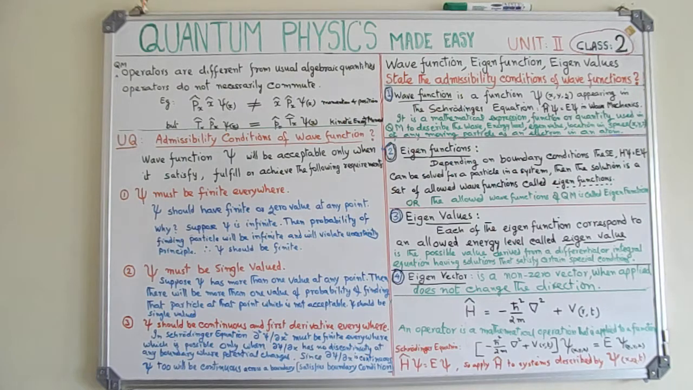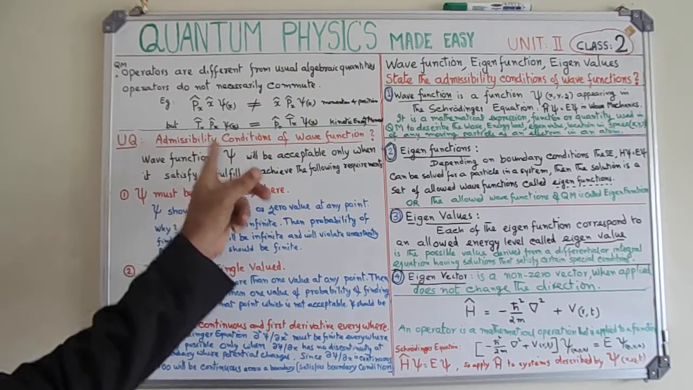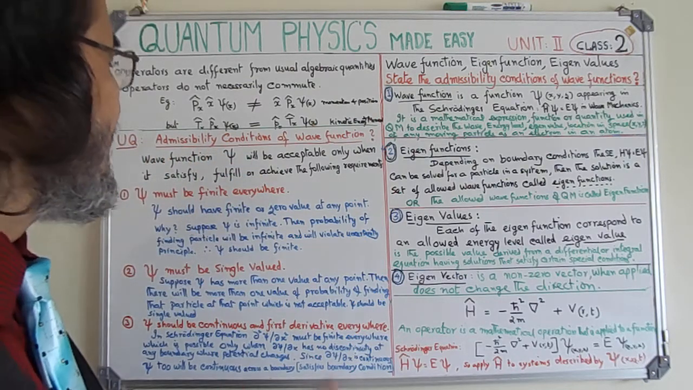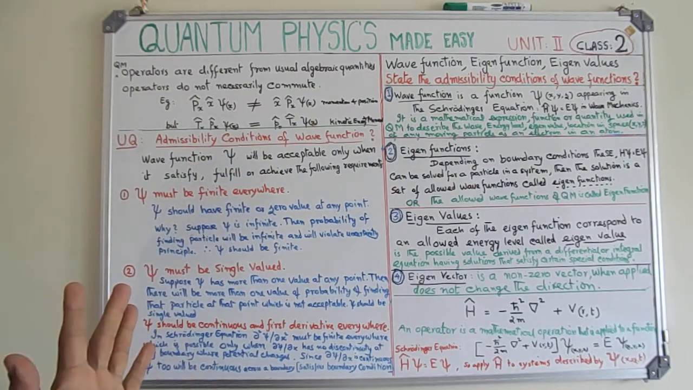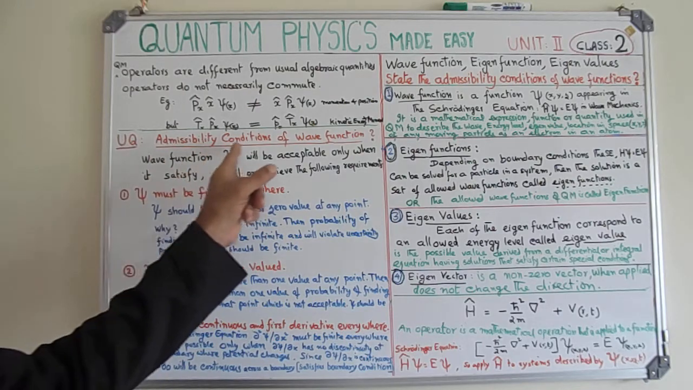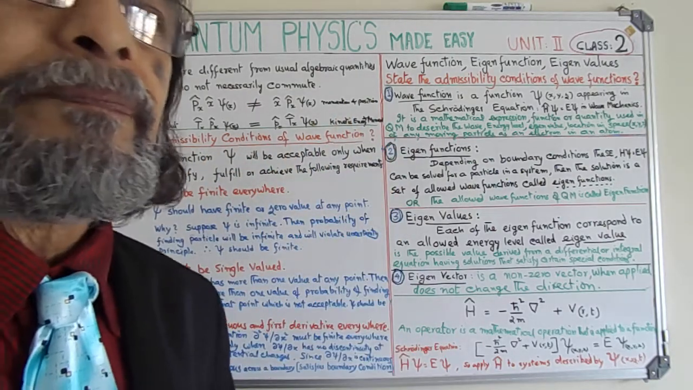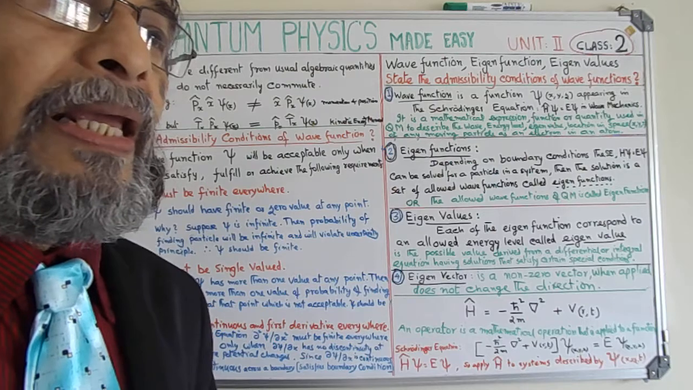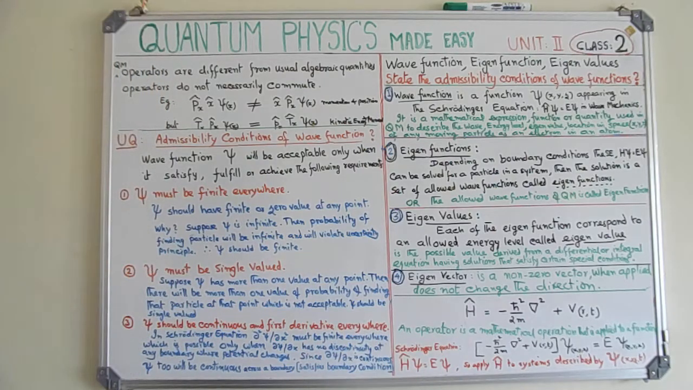For that, we have to first answer a university type of question. That university question is: list any two or any three or any one admissibility condition of a wave function. In what circumstances can we accept the wave function?